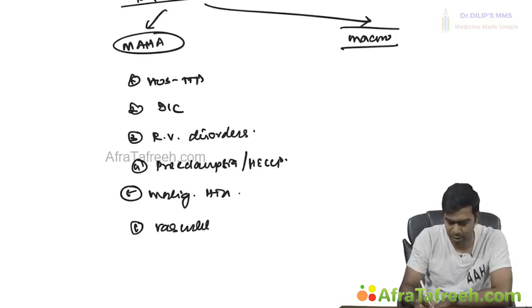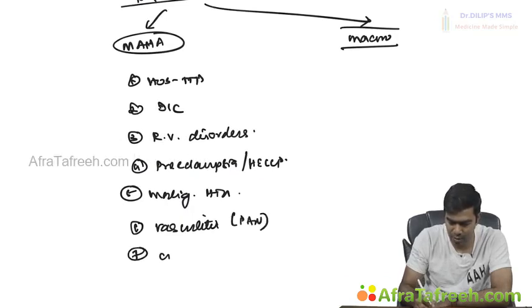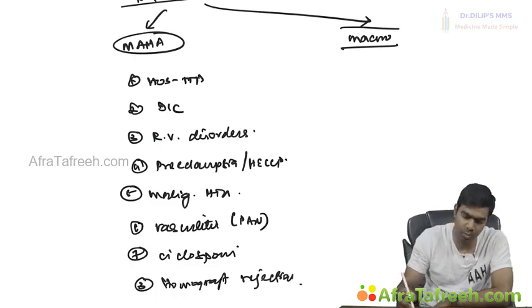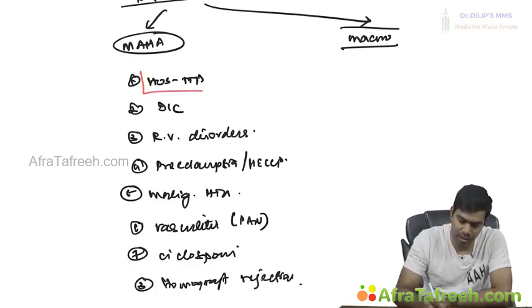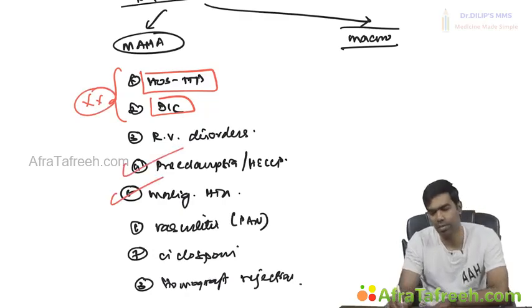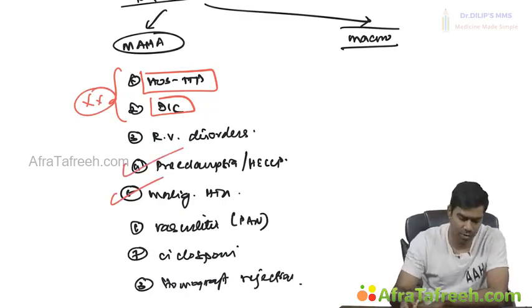It can happen with vasculitis like PAN. It can happen with cyclosporin. It can happen with homograft rejection, graft rejection. All these things might happen. But the most important in this group is the HUS-TTP and the DIC complex. Very, very important. Maybe malignant hypertension to an extent, and preeclampsia, HELLP, but the most important are HUS-TTP and the DIC complex.